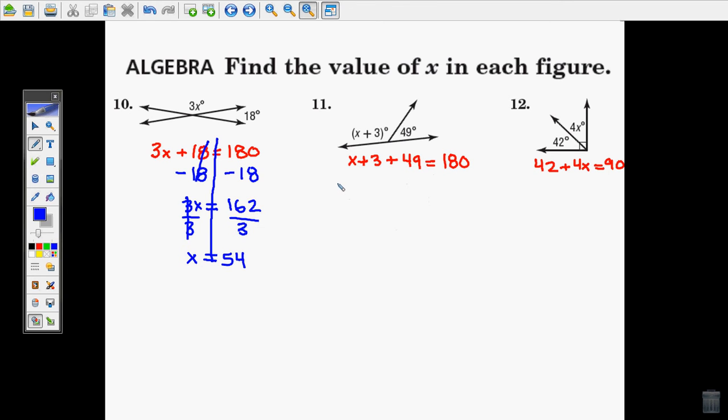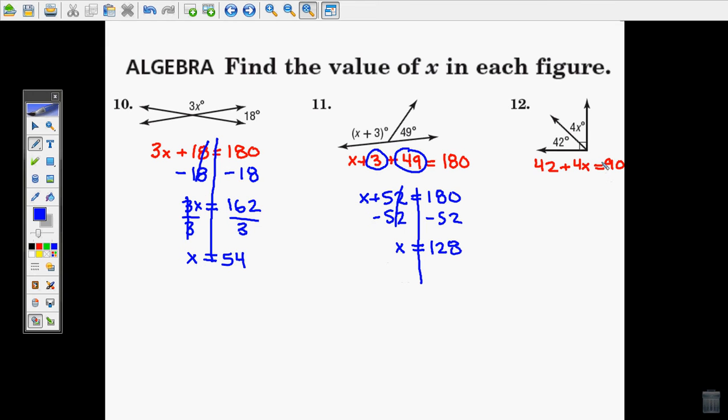Let's move on to number 11. Now here, with this one, I've actually got to simplify something first. I've got to put the 3 and the 49 together here before I really can solve this problem. So I've got x plus 52 equals 180. Now the good thing is that the rest of this problem is pretty easy. I'm going to take 52 away from both sides, and then I'll have my answer. So 180 minus 52 is going to give us 128, and that's the value of x in this problem.